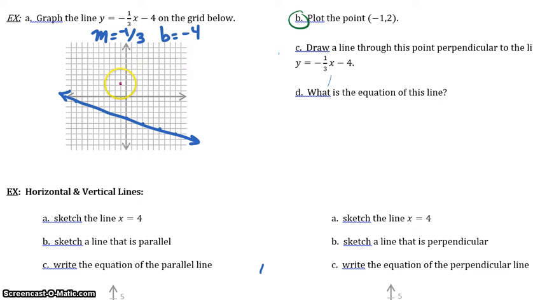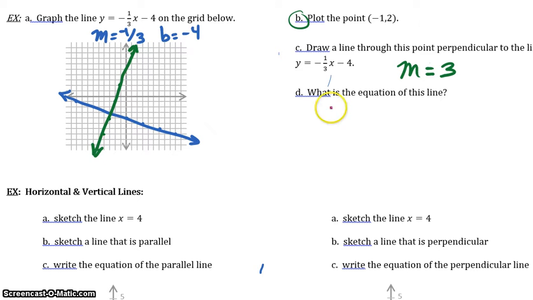Part B has us plot the point -1, 2. So we're going to go left 1, up 2, and now we want to draw a line through this point perpendicular to the line that was given to us. If the slope of this line is -1/3, we need a slope that is positive, and we have to flip the 1/3 to 3/1, or just 3. So from here, we rise 3, run 1, rise 3, run 1. And you should see that the lines are going to intersect, and they should do so at a right angle. That's why they are perpendicular.